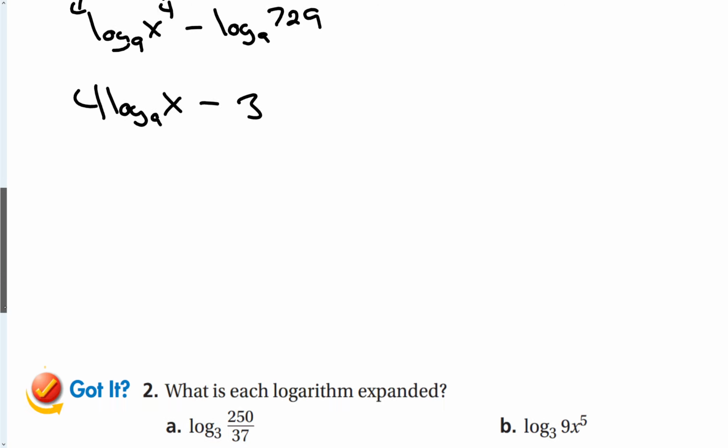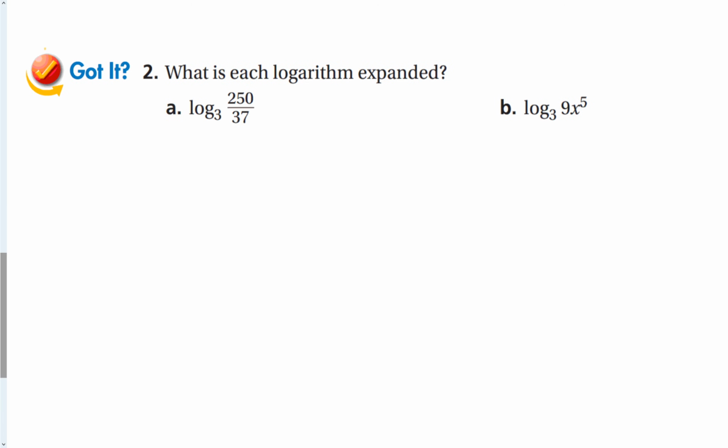All right, let's try the guided problems. So you could say, all right, first, 250 divided by 37, does that give me anything? No? Okay, so we can just split this into log base 3 of 250 minus the log base 3 of 37. And unfortunately, there's really not anything you can do with that there.